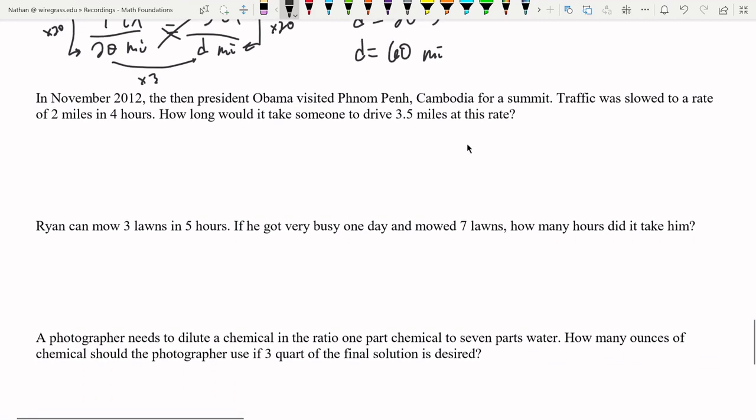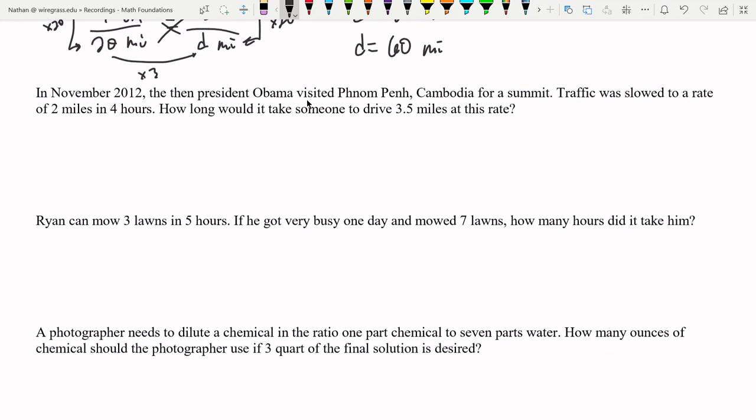Okay, in 2012, President Obama at that time visited Phnom Penh in Cambodia for a summit. The traffic was slowed to a rate of 2 miles in 4 hours. Wow. How long would it take someone to drive 3.5 miles at this rate? Well, 2 miles every 4 hours is going to equal 3.5 miles for X hours. Or you could do T hours, probably would make more sense because T stands for time, right?